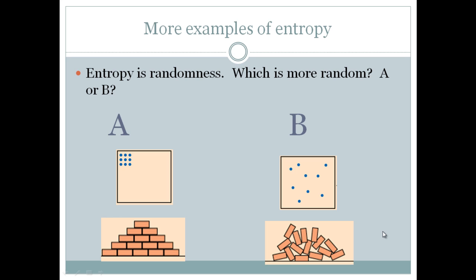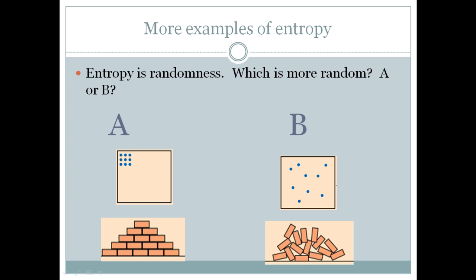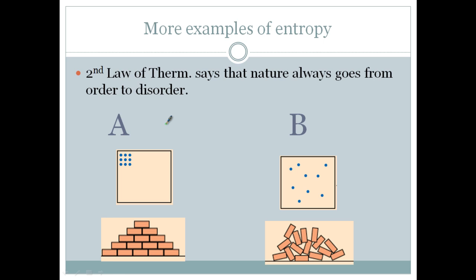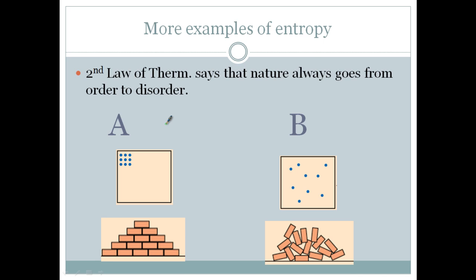So if entropy is randomness, which one of these is more random? Here we have nice, orderly, stacked bricks. And over here, we just have a pile of bricks that fell over. Now, obviously, A is more ordered than B, so B is more random. So the second law of thermodynamics says that nature always goes from order to disorder. So something that looks like this will eventually look like this. Now these rocks start breaking down, or something might run into them, and it's always going to go from here to here. It's never going to go from here to here. That'd just be crazy.